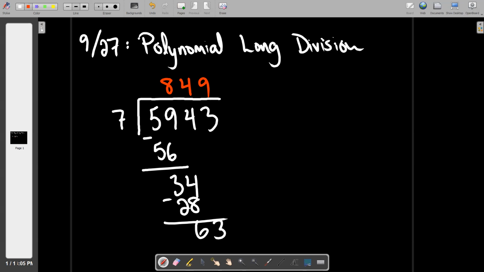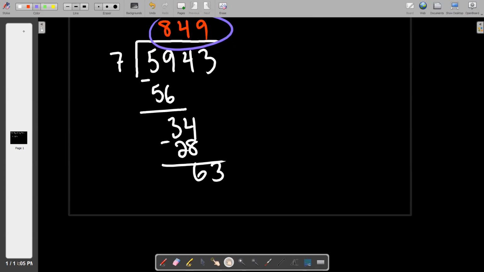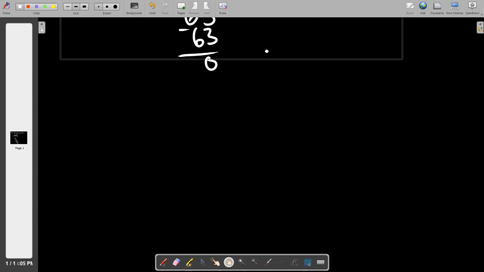So anyways, the quotient, or the answer, if you will, is 849. And the fact that it came out evenly is nice. That means that there's no remainder, because 9 times 7 is 63. And you can see that when you subtract, you'll get 0. That's good news. Haley, you good? Okay. Let's do one more.